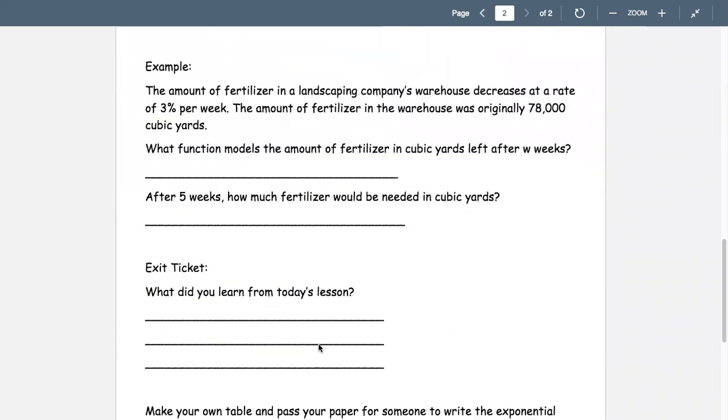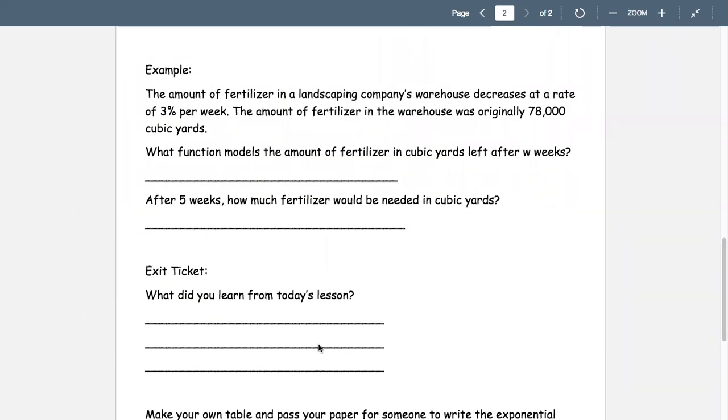Last one. The amount of fertilizer in a landscaping company's warehouses decreases. Well, if it's decreasing, is this exponential growth or decay? Decay. So I know this is exponential decay. At a rate of 3%, because this is a percentage, I know this is talking about the R value. The amount of fertilizer in the warehouse was originally 78,000. Perfect, this is my A. Cubic yards. What function models the amount of fertilizer in cubic yards left after W weeks?